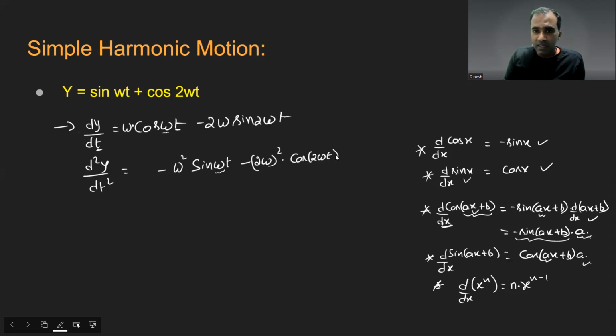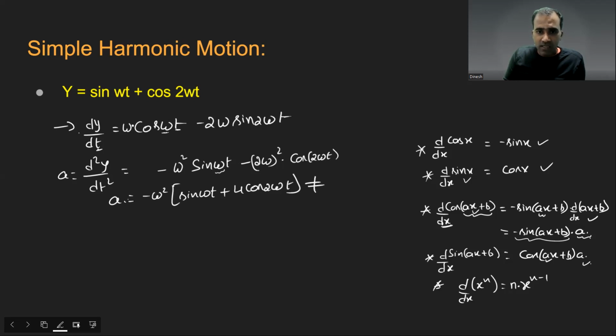In place of x, we are having t. So that 2 omega should come outside. Already 2 omega is there. Another 2 omega, it will be 2 omega square. So this is acceleration. So acceleration equal to minus omega square, you can take it common. It becomes sine omega t plus 4 cos 2 omega t.